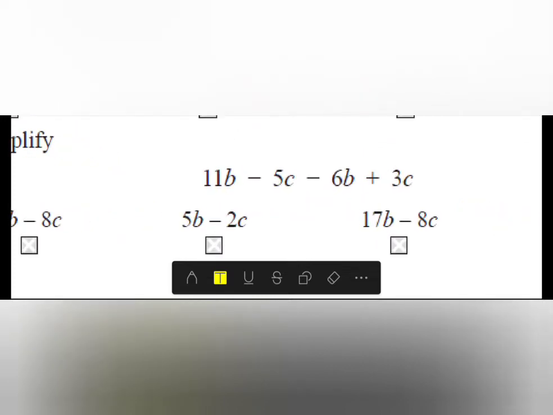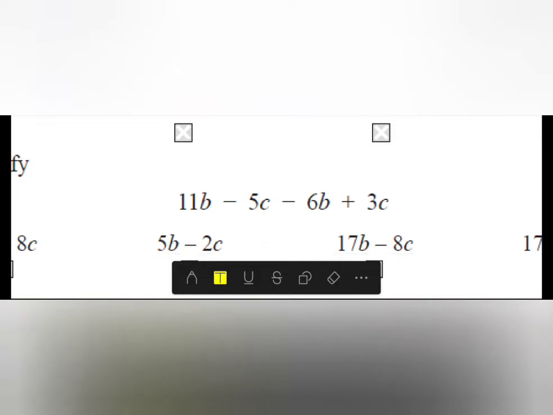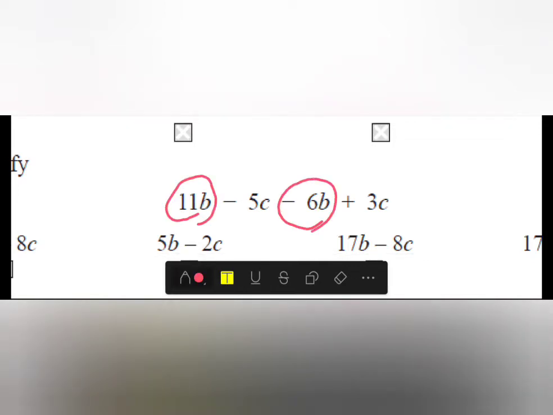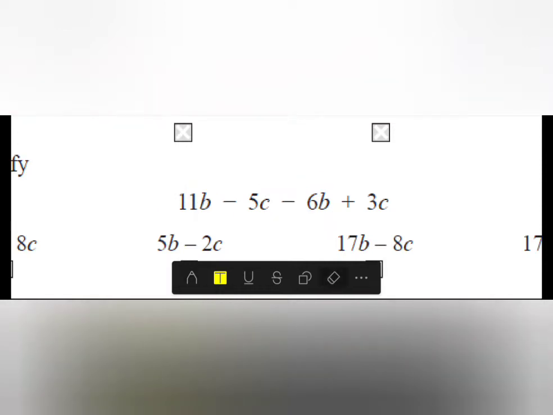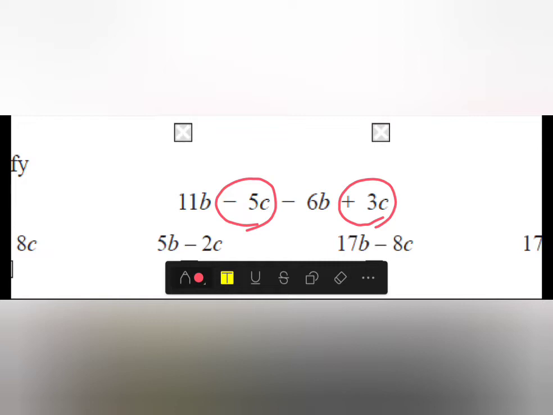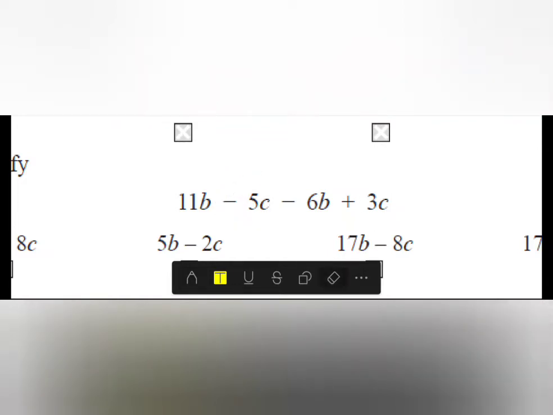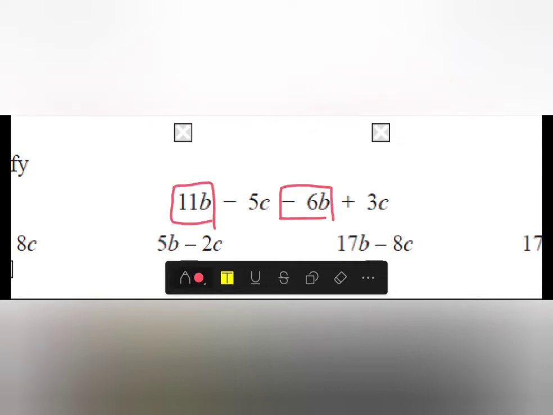And as we can see here, the like terms here are what? Very good. We have 11b and negative or minus 6b. They are like terms. And other like terms are negative 5c and plus 3c. Now, let's work them out together. First, 11b minus 6b. So 11 minus 6 equals, very good, 5b. And then we have minus 5c plus 3c.